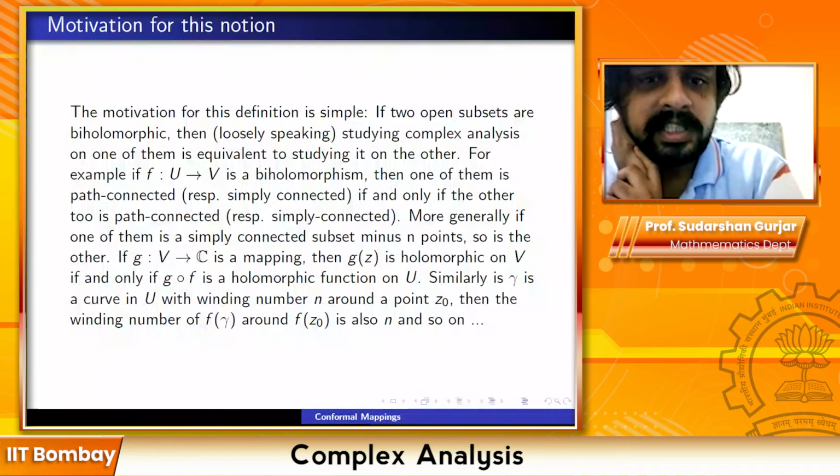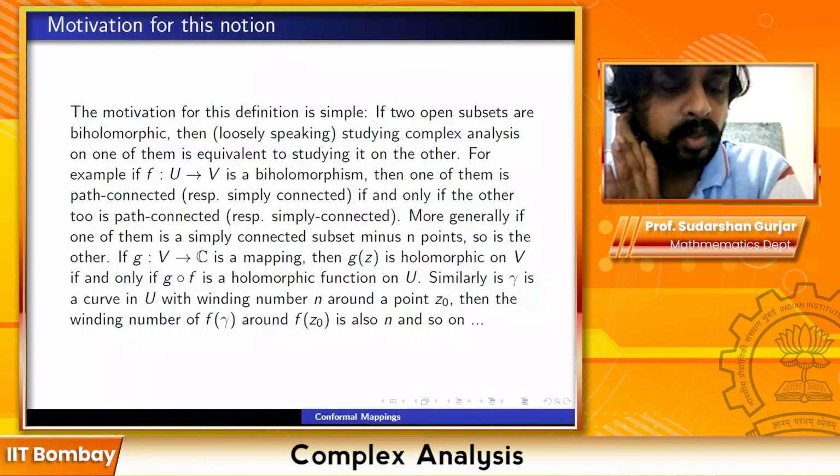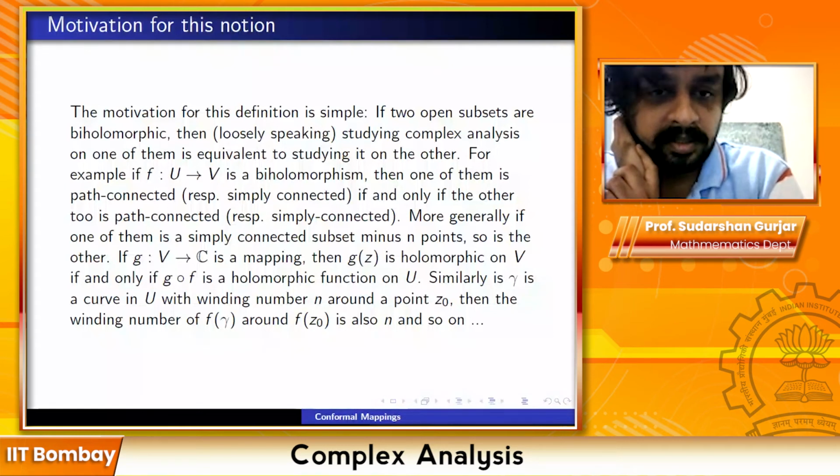So some of the statements that I have made require some work. I'm not saying all of it is obvious. For example, it's not obvious that if one of them is simply connected minus n points, so is the other. This is a non-obvious statement, and this requires some serious algebraic topology. So this is not an obvious statement by any means, but it's true.